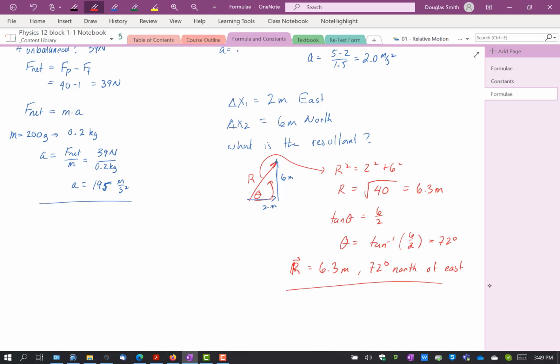That's an easy vector addition. It can get harder, math-wise, but that's essentially it. All right, there you go. There's your review.